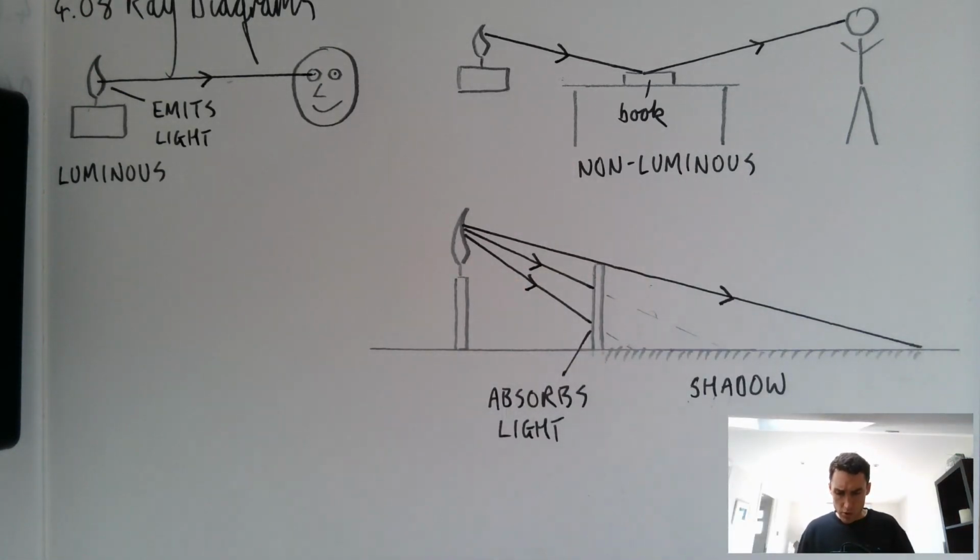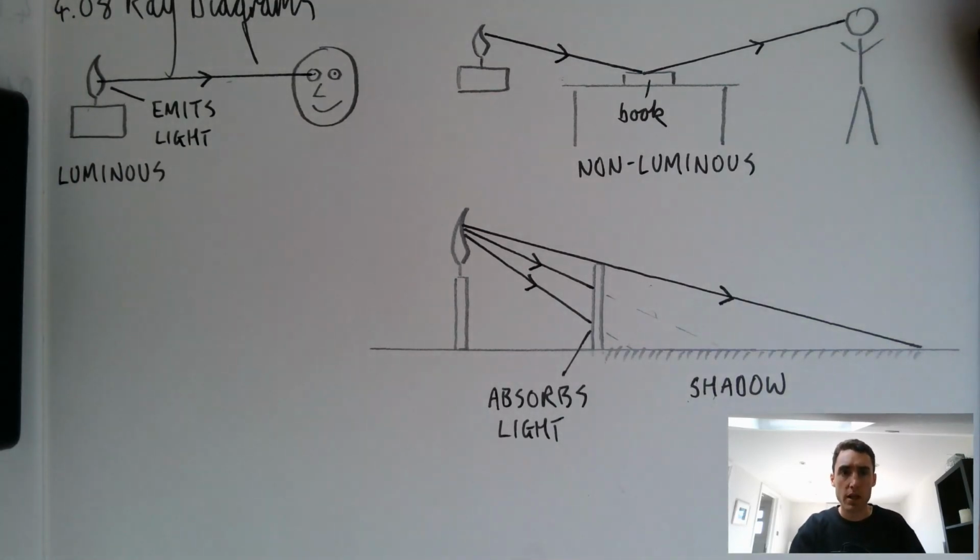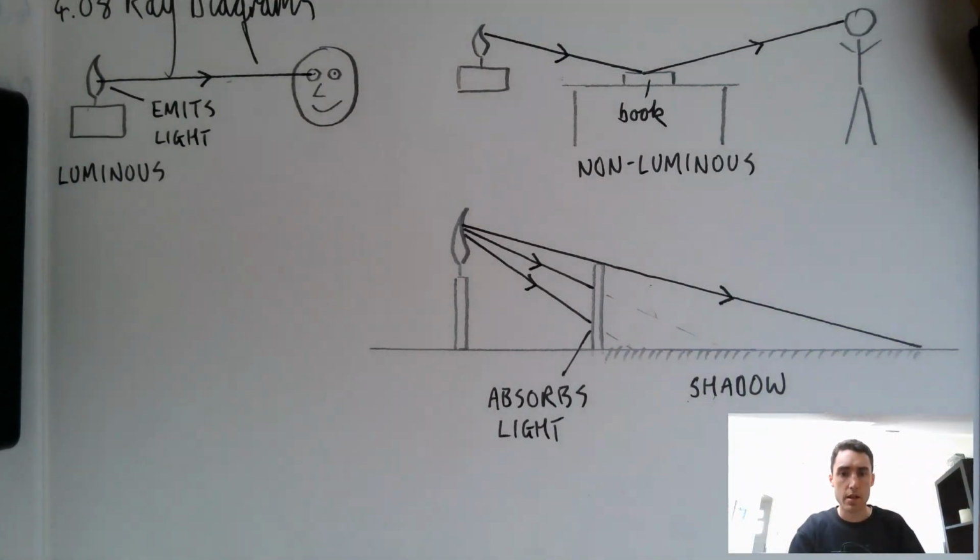So that's a whistle-stop tour. Three really important keywords: luminous, non-luminous, absorbs, and hopefully these diagrams illustrate what they mean. And then this idea that we can represent light as rays, which are straight lines and always originating from luminous objects. Hopefully that's clear. We'll do more on light in the next lesson.